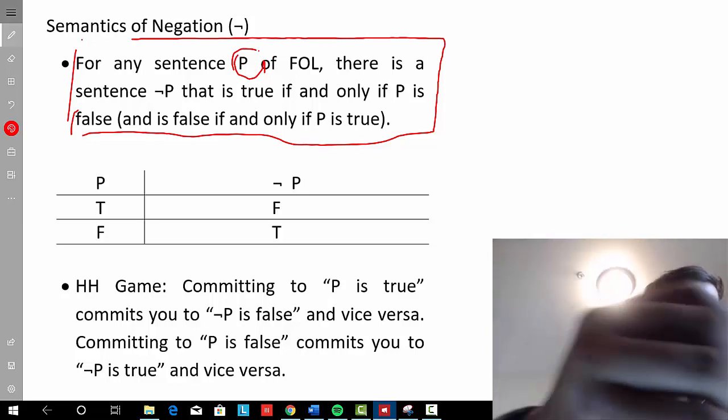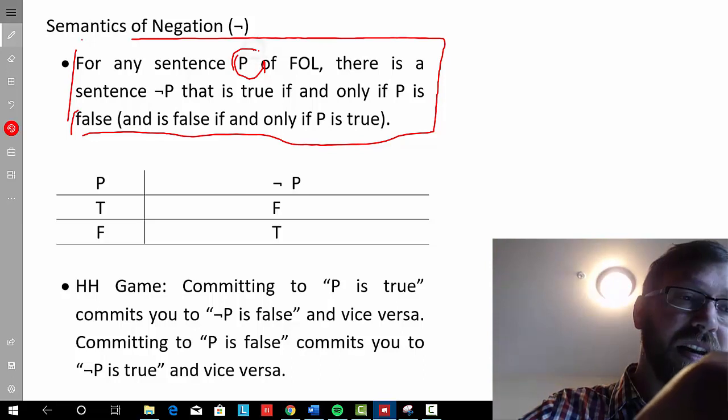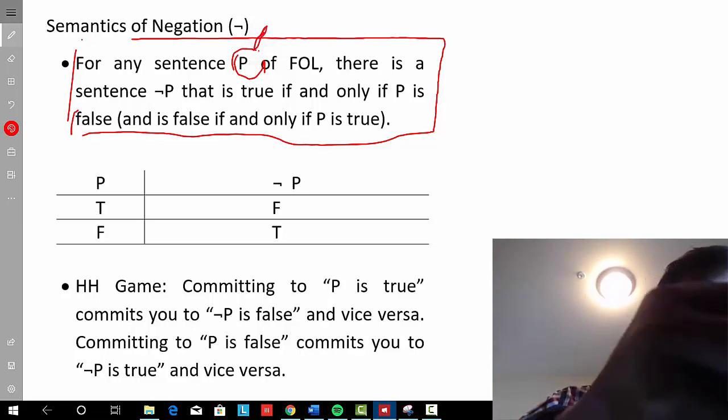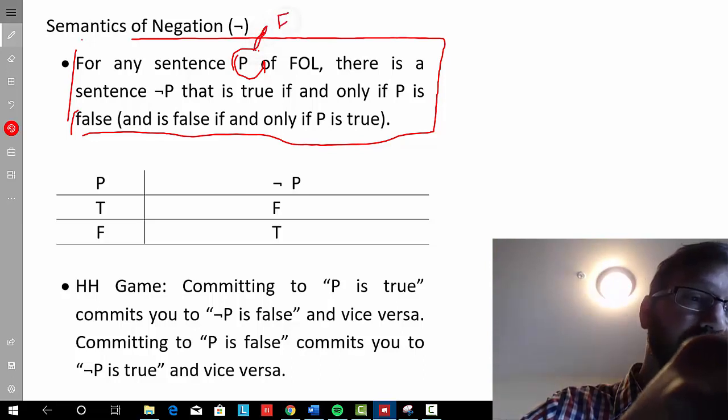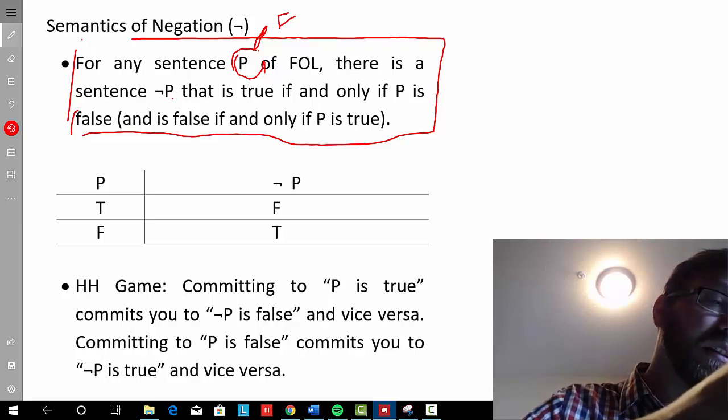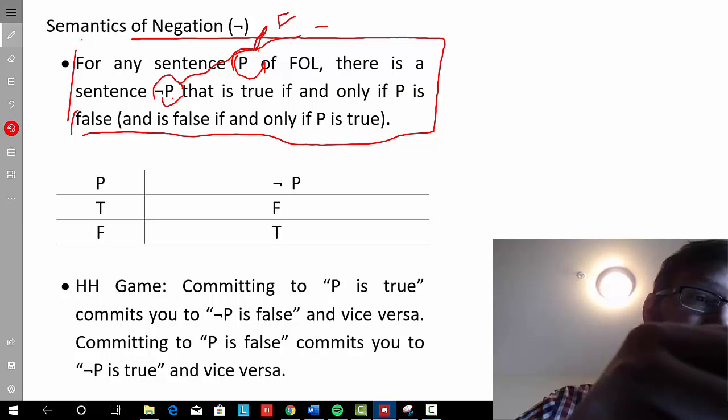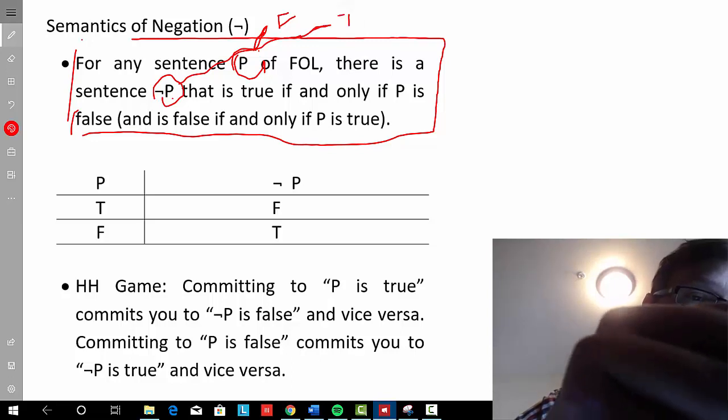So if the sentence being negated is false, then this returns true.